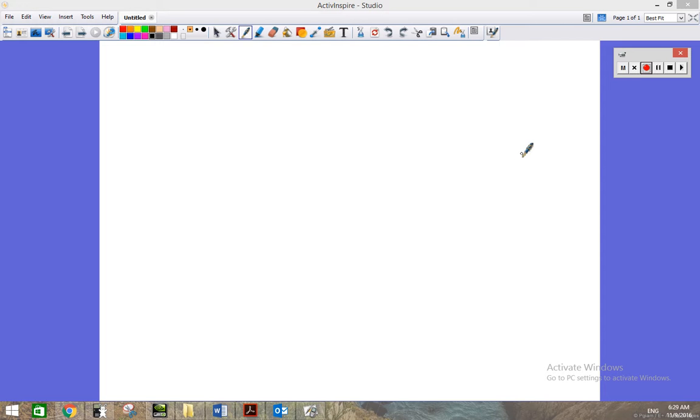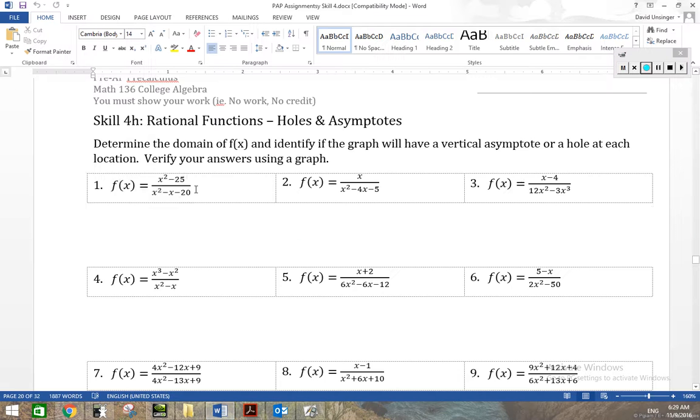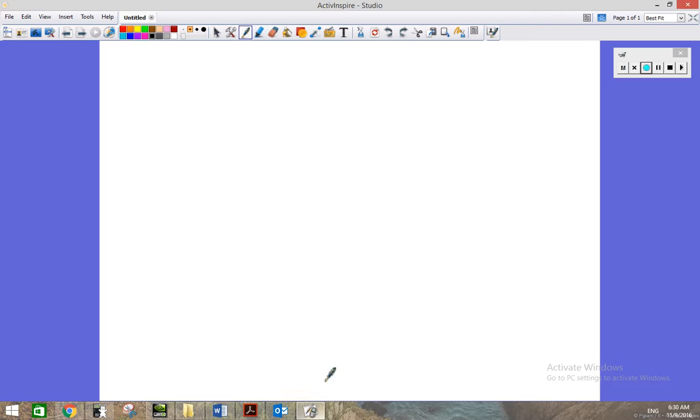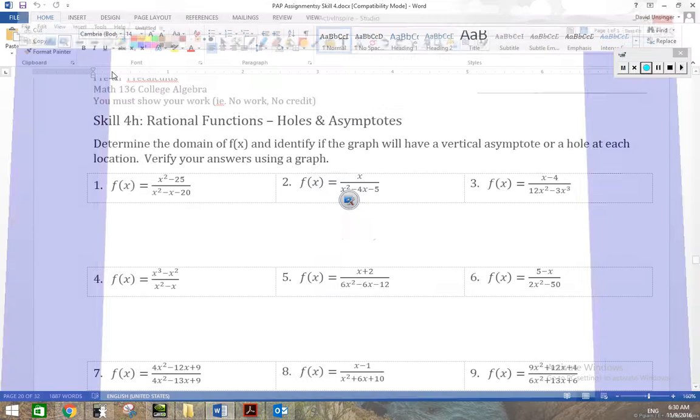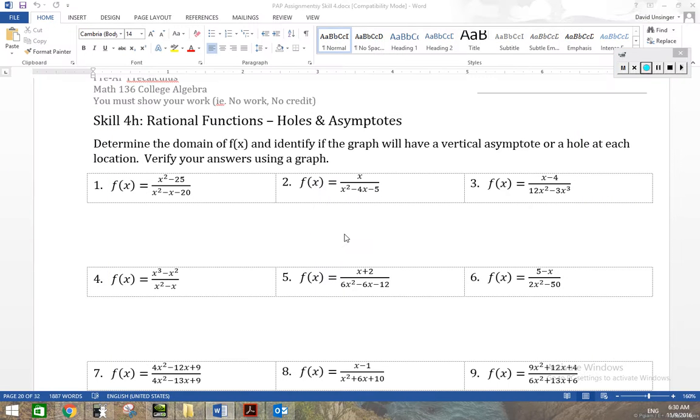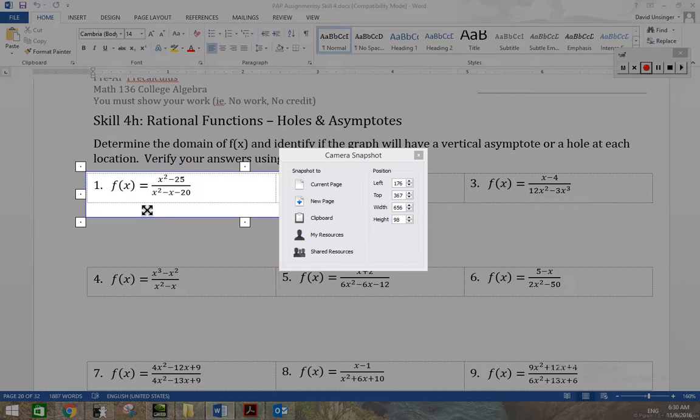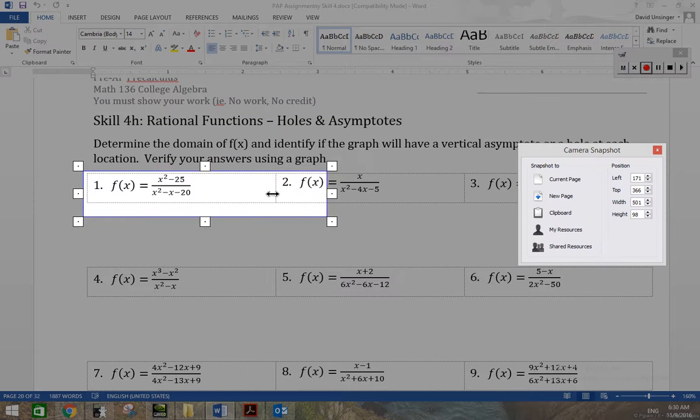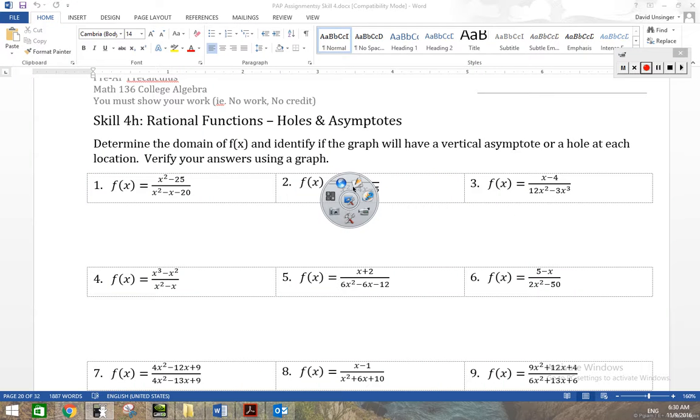All right, so I think I'm recording. Let's take a look at some of these vertical asymptotes and holes problems. I think this is the right worksheet. Yeah, it'll provide examples even if it's not.